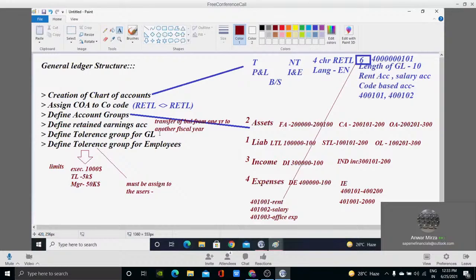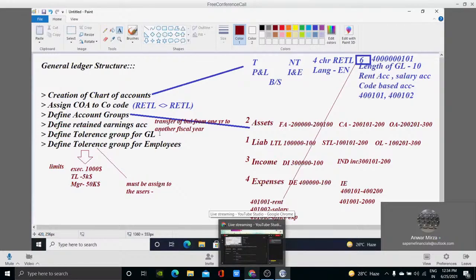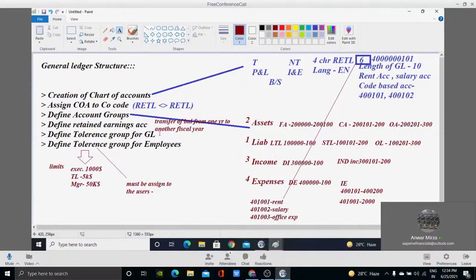Okay. So these are all those points which you have to consider in SAP for general ledger structure, basically your second foundation pillar. Okay. So these are an explanation of your general ledger structure points. If any confusion or questions or queries, you are free to raise your questions now. I'm done with general ledger points.